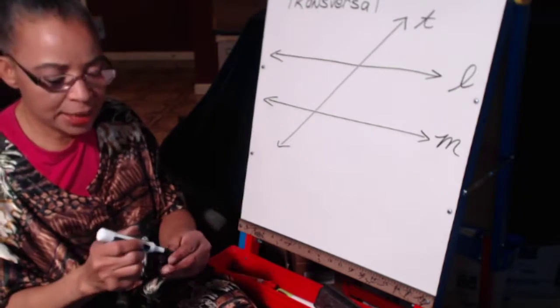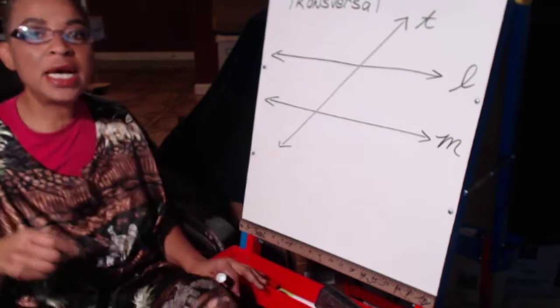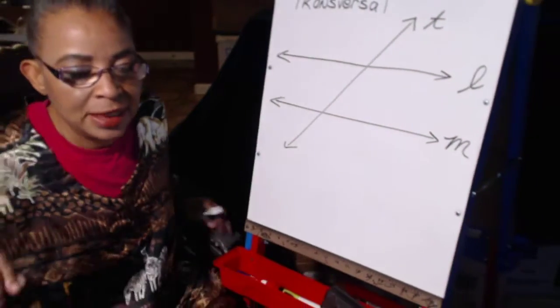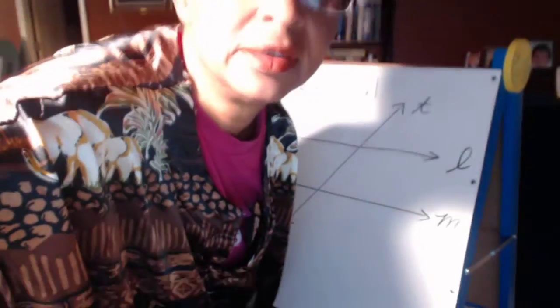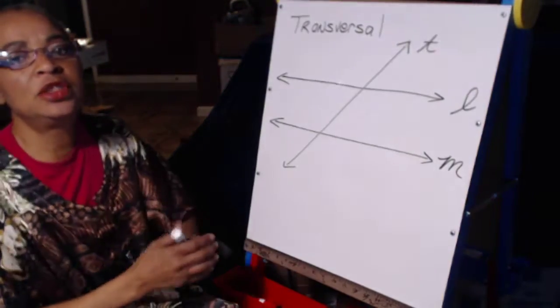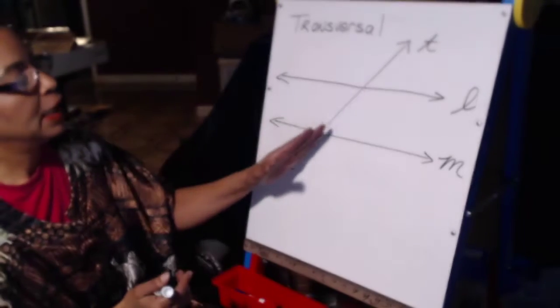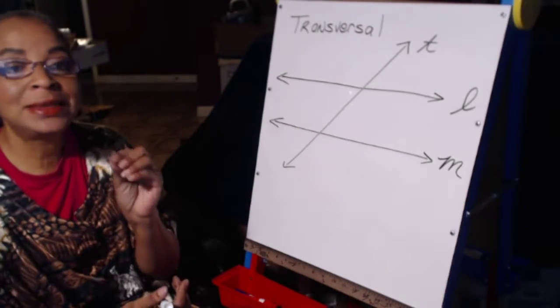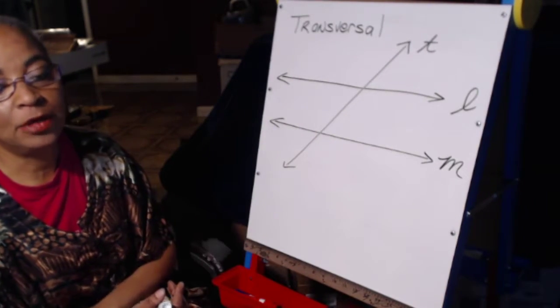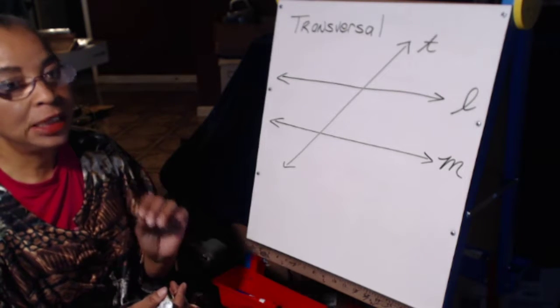So what T does is that T cuts the two parallel lines. Let me adjust. All right. So T cuts the two parallel lines, and what they do is create something similar to vertical angles where we will have equal measures.